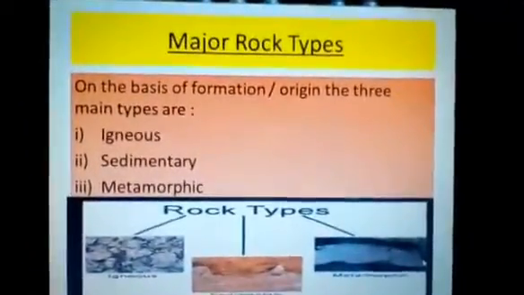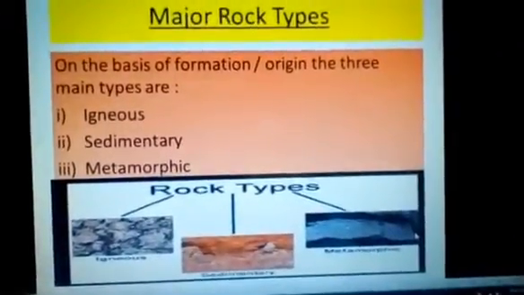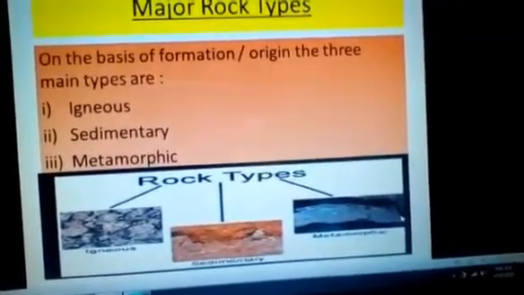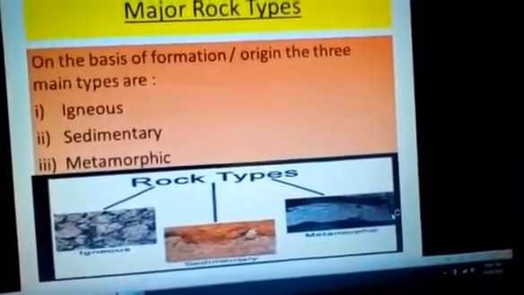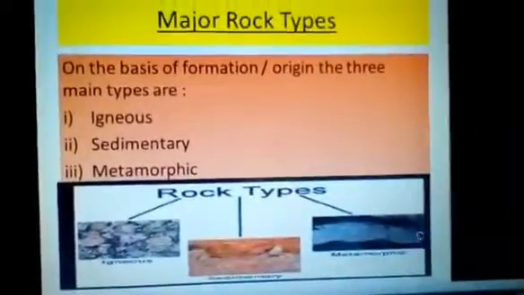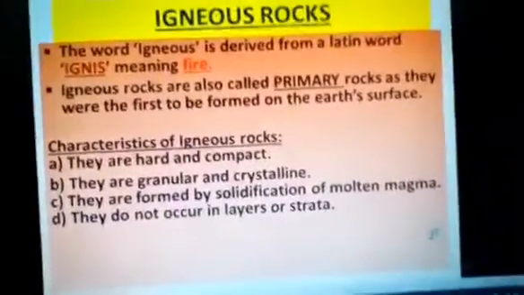Rocks are classified in several ways, but an important classification is done on the basis of their origin. The three main types of rocks based on origin are igneous, sedimentary, and metamorphic rocks. We will study all of them in detail one by one.